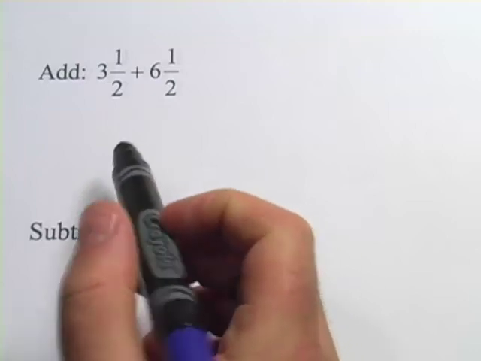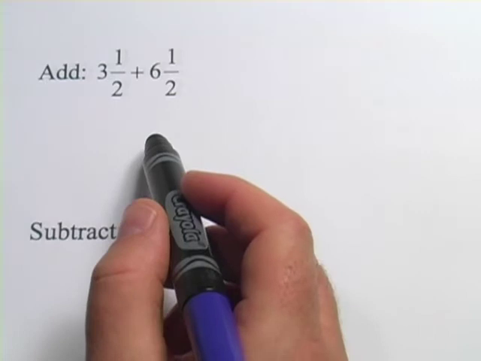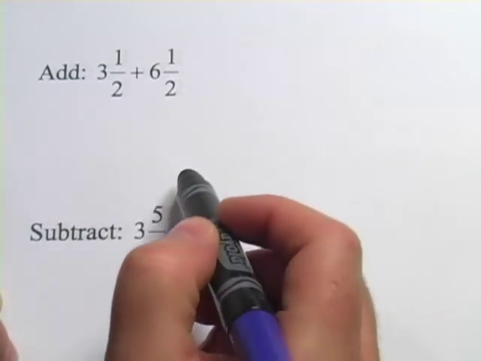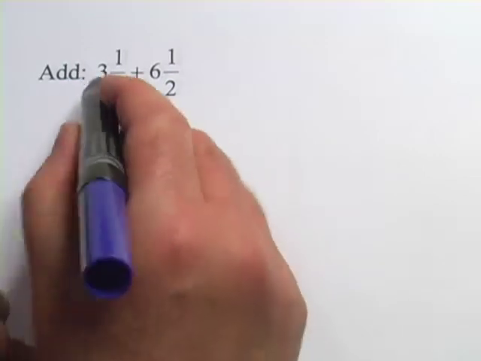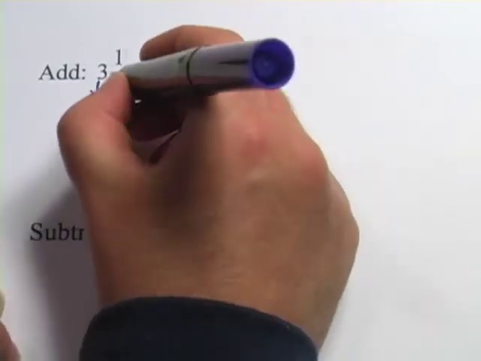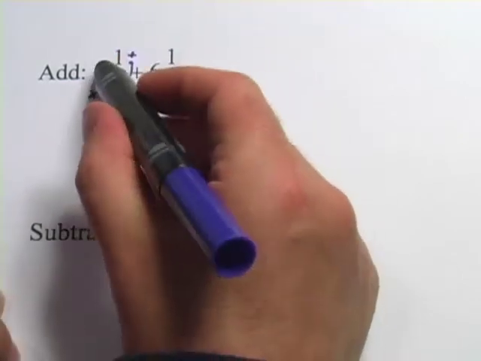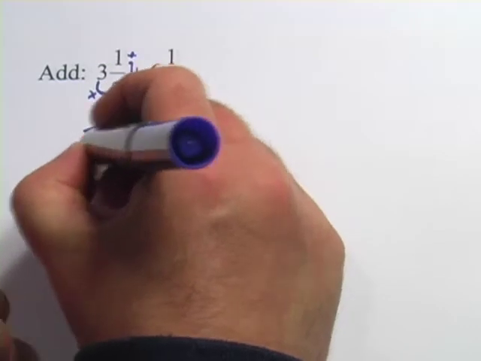In these problems, we're doing some adding and some subtracting with mixed numbers. There are really two ways to do this. You could convert these to improper fractions. To do that, I would take this 3 and multiply it by the 2, and then I would add it to the top. So 3 times 2 is 6, plus 1 is 7, so that would really be 7 halves.